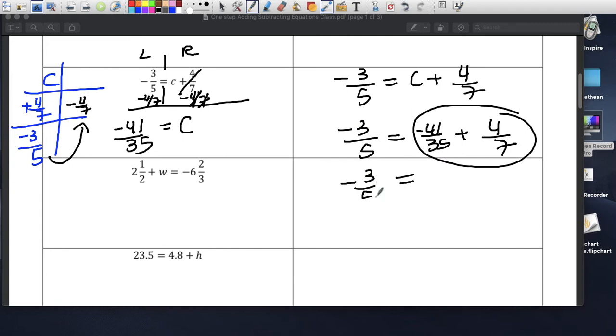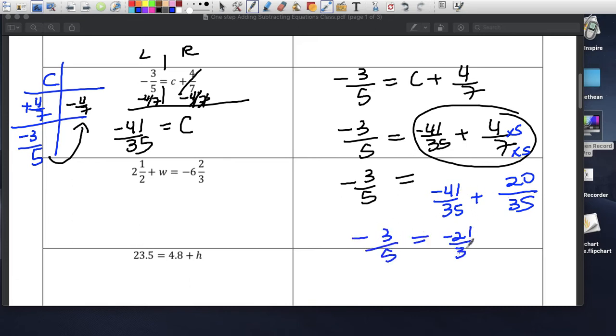So on the left side, there's nothing to do, but on this right side, I actually have to add them up. So I get negative 41 over 35, plus, I'm going to change that 7 to 35 because that's the LCM. So it's times 5 and times 5 on top, and 4 times 5 is 20. Negative 3/5 on that side. Negative 41 and 20 is negative 21 over 35. And I'm going to simplify this a little bit more just to make sure it equals negative 3/5. 21 divided by 7 is 3. 35 divided by 7 is 5. And look at that. The left side does equal my right side. So that's done.